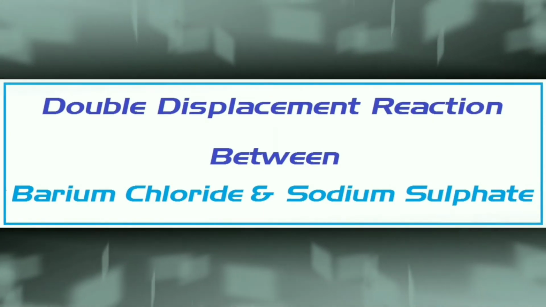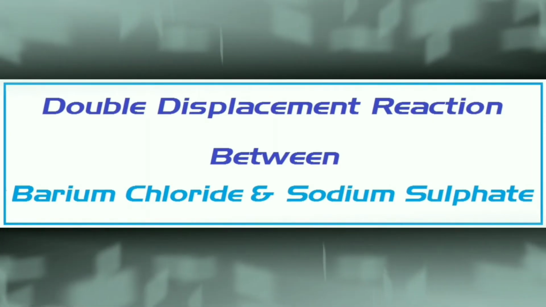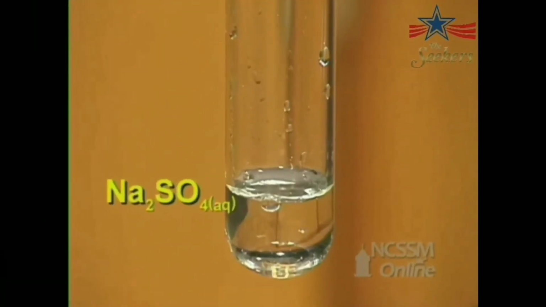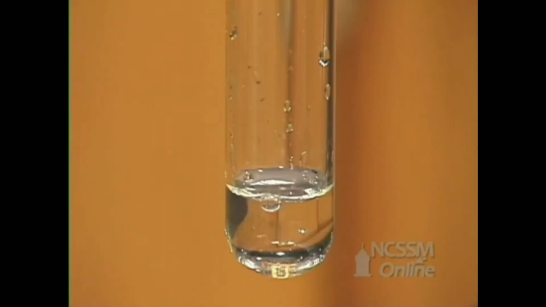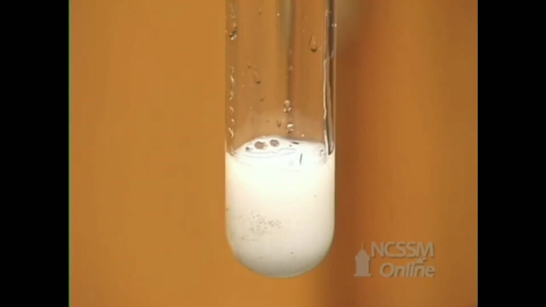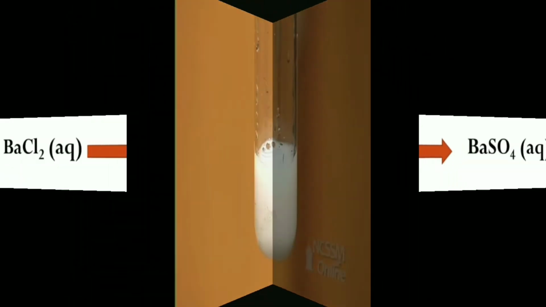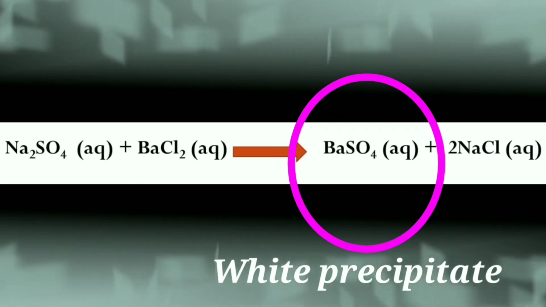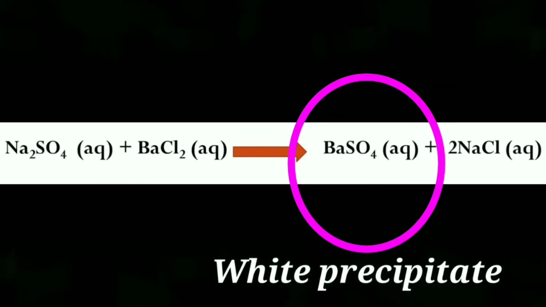Let's see another example of double displacement reaction between barium chloride and sodium sulfate solution. We have taken barium chloride solution in this test tube and now we are going to add few drops of sodium sulfate solution. As soon as we add this solution, white precipitate of barium sulfate is formed, and the chemical equation for this reaction will be barium chloride plus sodium sulfate, forward arrow, white precipitate of barium sulfate and sodium chloride.